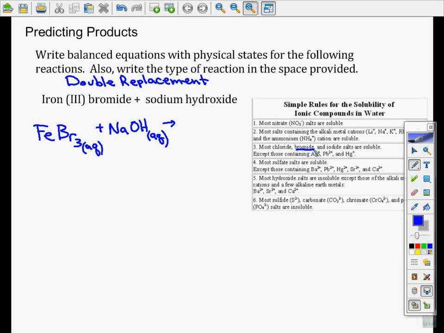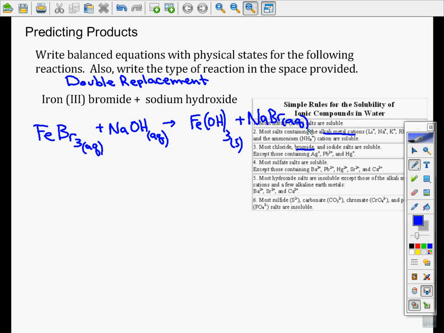So what we'll do is we will take iron 3 hydroxide. When these react, it will in fact end up being the solid. It'll precipitate out of the reaction. Plus, and then we'll have sodium bromide left, NaBr. And looking at the state of NaBr, most salts containing alkali cations are in fact soluble. So that will continue to be aqueous.